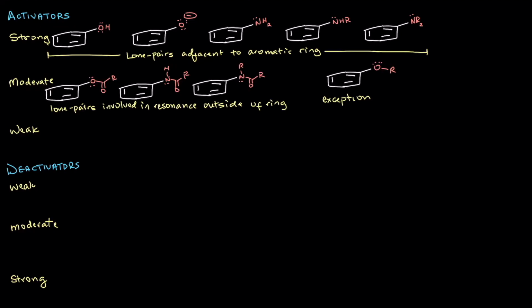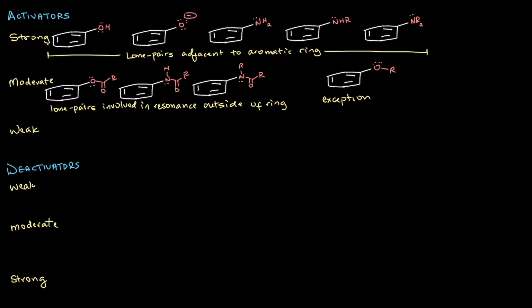And then for your moderately activating groups, they're fairly similar to the strong activating groups. However, the lone pairs that would typically donate electron density to the ring are also being involved in resonance outside the ring. So your ester, for example, you imagine that the lone pair on the oxygen connected to the aromatic ring can either donate electron density to the ring or donate electron density to the pi system, the carbonyl pi system outside of the ring. Same for your amides. And so that's why they're a little bit weaker as activators, but they still activate the ring absolutely.